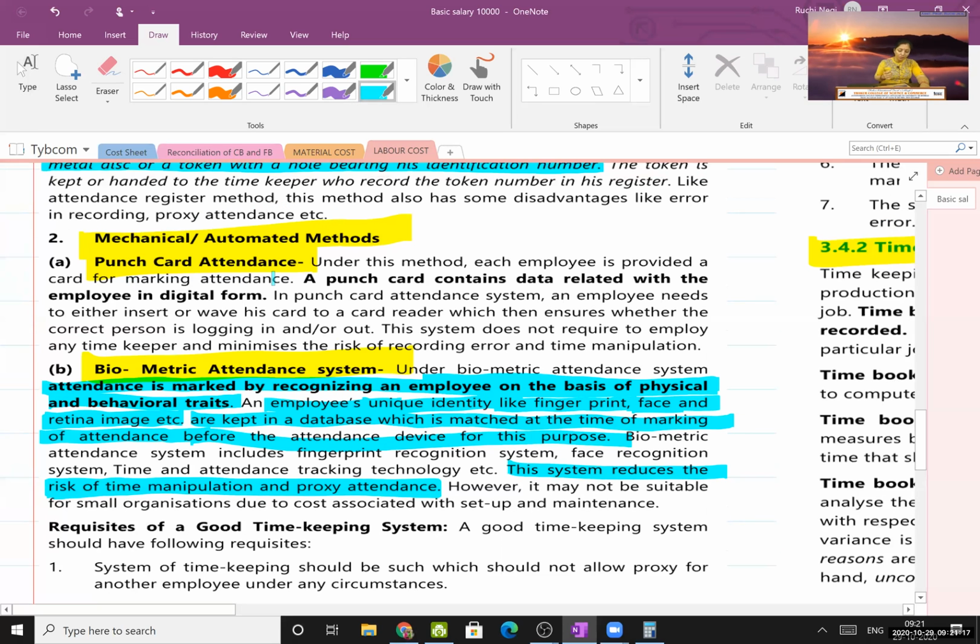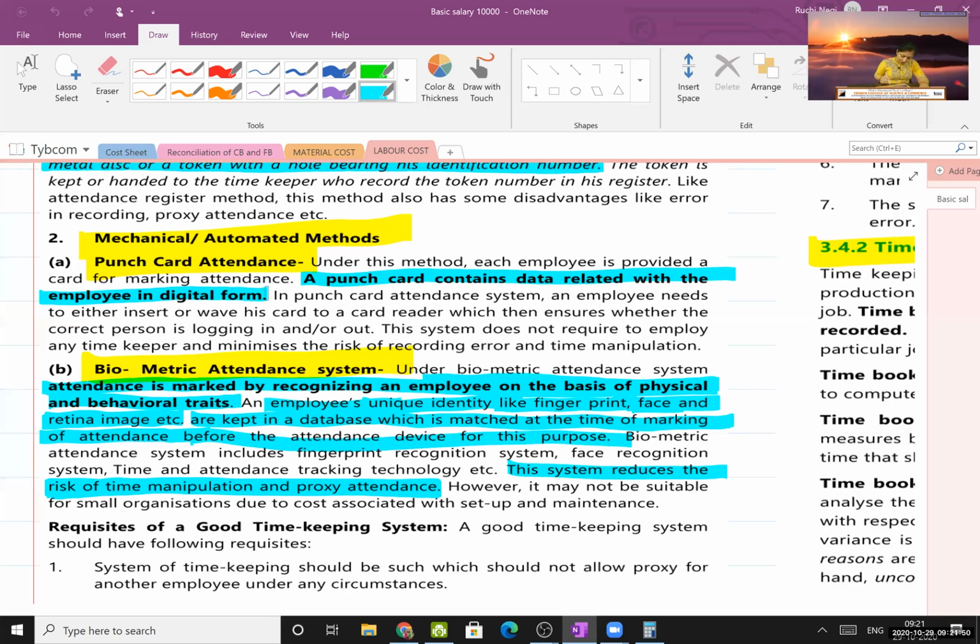Now there is also the punch card. The punch card is what I have told you. They give you an ID card, and the ID card you have to swipe over the machine. A punch card contains data related to the employee in digital form. If you swipe it, the employee number, the time, everything comes. But again, this method also has a drawback, because if I give my ID card to a third person and say I am leaving, swipe after 8 hours. So all these manipulations can happen.